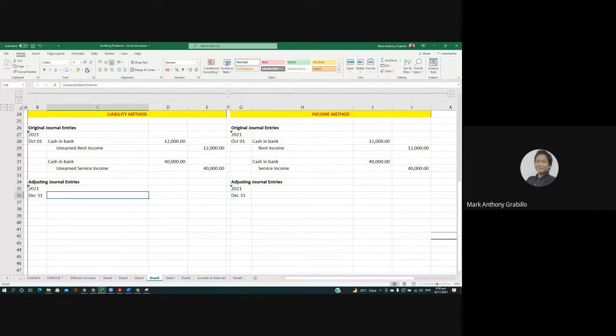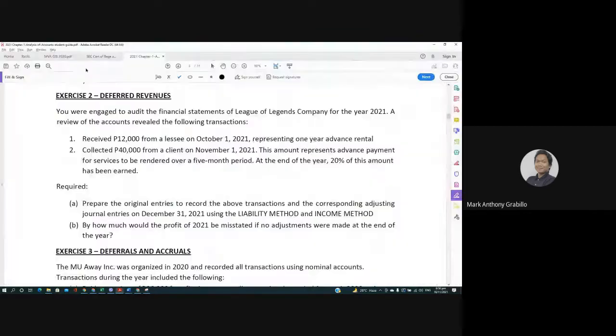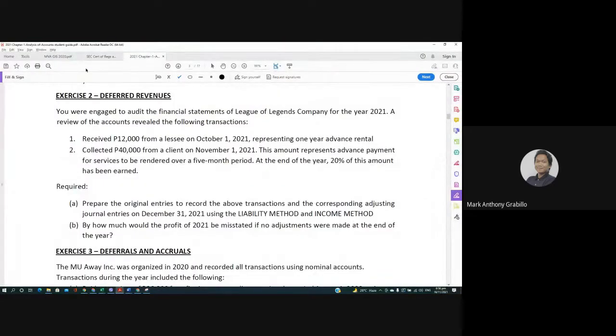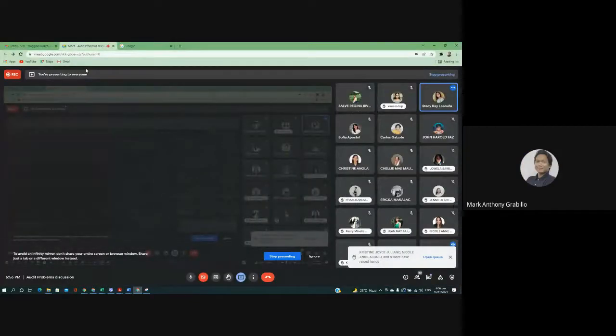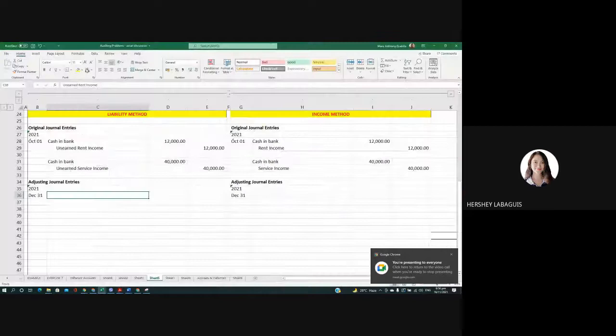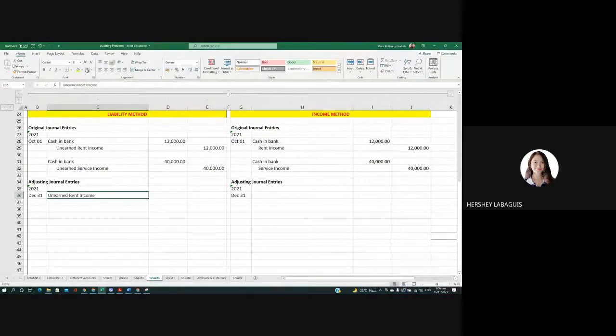So doon sa unearned rent income, under liability method, how much is still unearned? How much of the unearned rent income is already earned? So ilang months po? 3 months. All right. So what will be our entry, Hershey? Sa liability method po, debit unearned rent income, 3,000. Credit rent income, 3,000. That's correct.